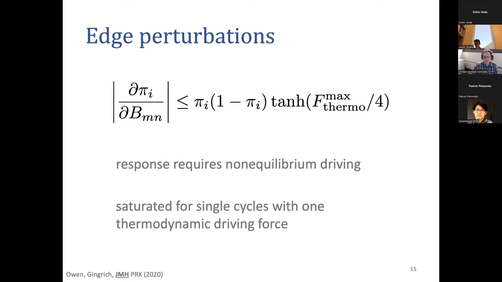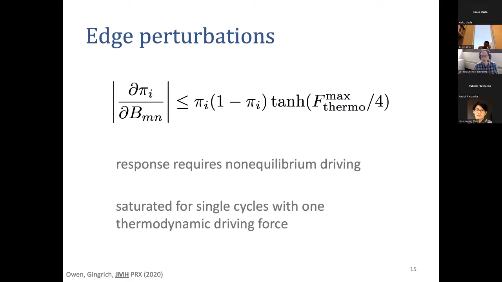And so we can show for any non-equilibrium steady state that this response is in fact bounded by pi(1 minus pi) times the hyperbolic tangent of now the maximum thermodynamic driving force in your system, right? So the farther you drive the system from equilibrium by turning on the external forces, the more response you can get up to some limit. This pi(1 minus pi) in front is the fluctuations in residence time of state i. It's like a Bernoulli random variable, right? So you get this nice little flavor with the fluctuation dissipation theorem that response is bounded by fluctuations and thermodynamics.